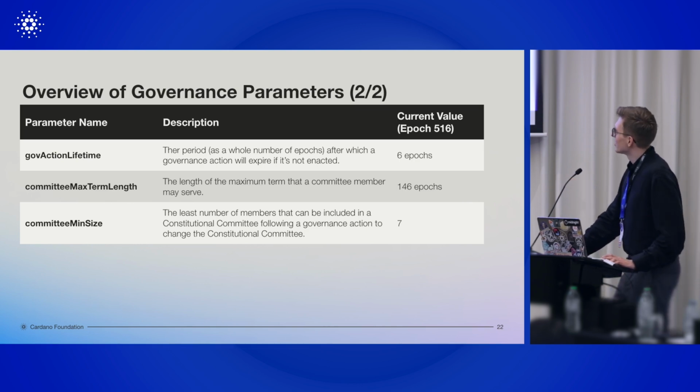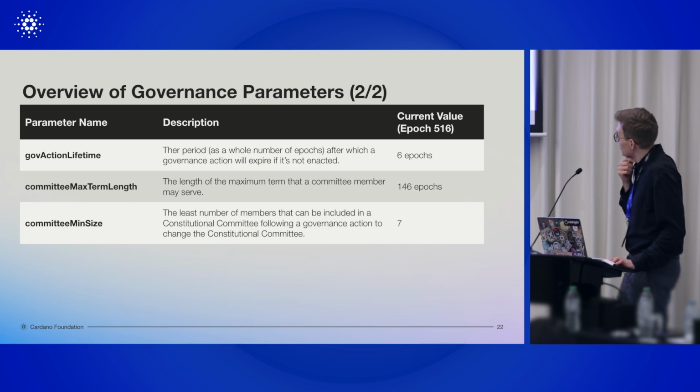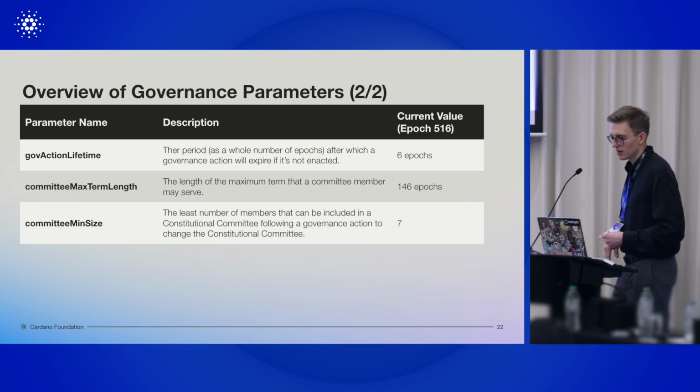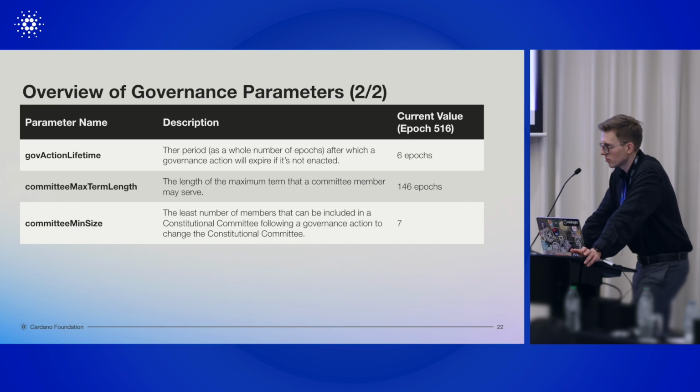But yeah. And the last parameter of this list is the committee min size. And what I like about these parameter names is that they're very self-explanatory, but let me just explain it as well. So here, that specifies the least number of members that can be included in a constitutional committee. And this is currently 7. So at the moment, we have 7 interim constitutional committee members, and the committee min size value currently is 7. So in the future, if you want to have, I don't know, less than 7 committee members, that needs to be first changed with a parameter update. So we need to at least have 7. You can have more. Ideally, in the future, we have more constitutional committee members, but for now, it's 7.